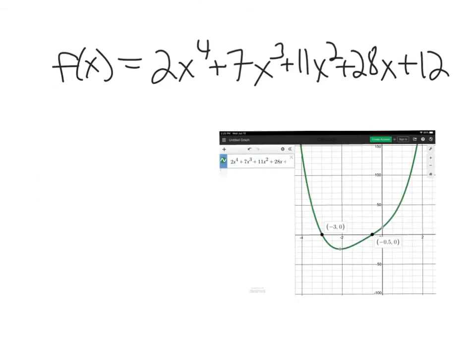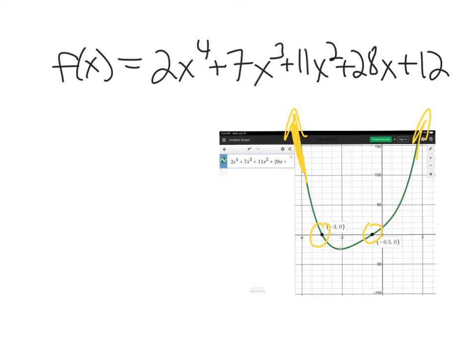So here's another 4th degree polynomial. I graphed it. Here, though, what's different about this one is I'm seeing that it heads up to positive infinity, just like a 4th degree polynomial should with a positive leading coefficient, but I'm only seeing 2 zeros. So that tells me there's going to be 2 imaginary, 2 complex zeros. We had 2 irrational last time. Now we're going to get 2 complex.